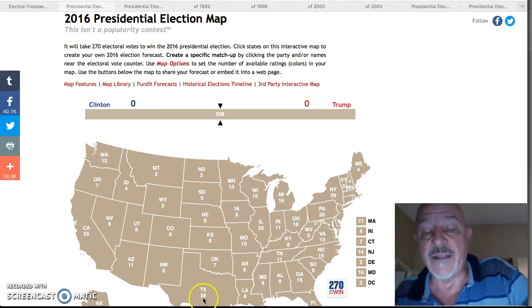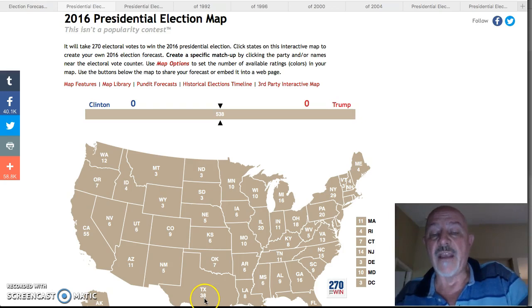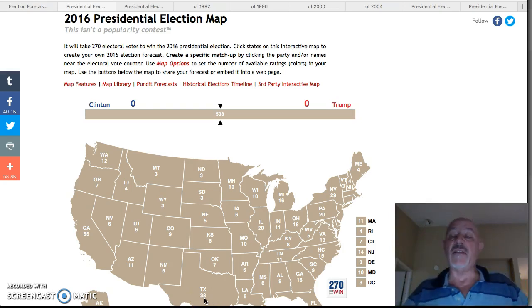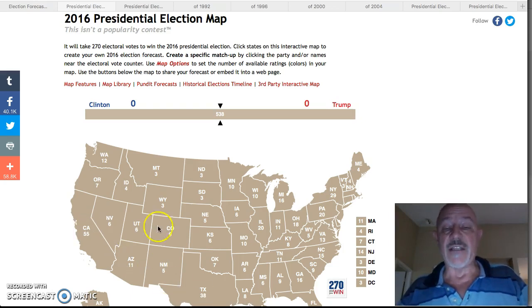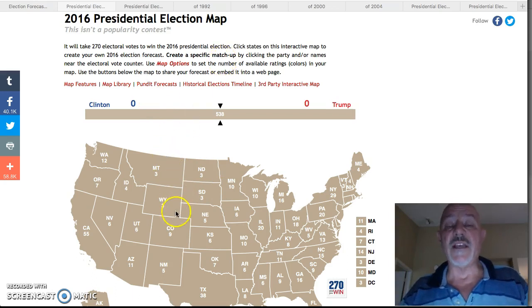Each state has a number of electoral votes. This number is determined by the 2 senators that every state has, and then the number of congressional representatives. So it leaves Texas, California, and New York with the highest numbers, and states like Montana, Idaho, Wyoming with much smaller numbers. Okay, so this is the default map with no winners or losers indicated.